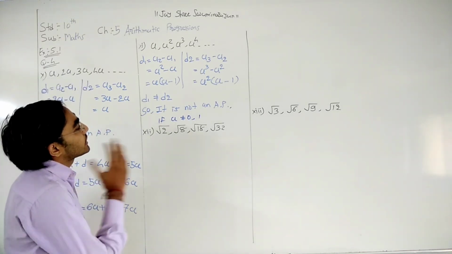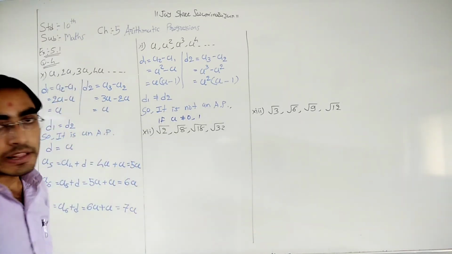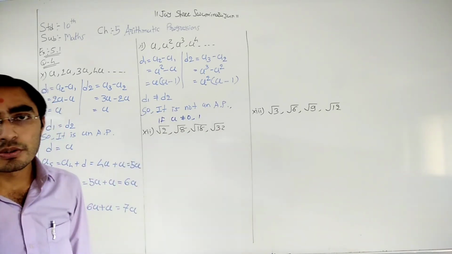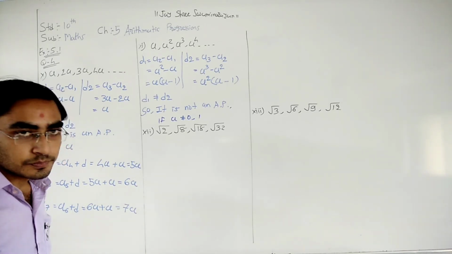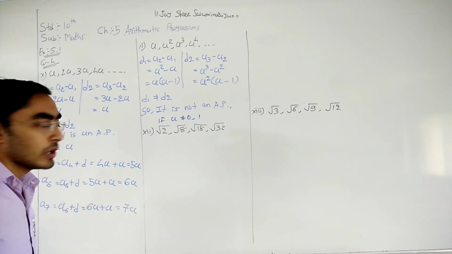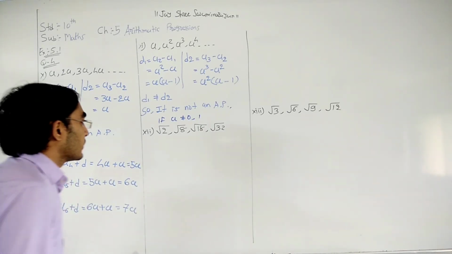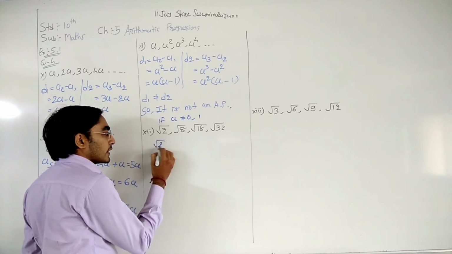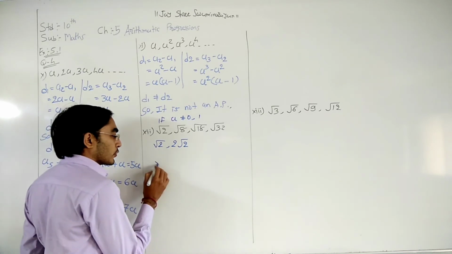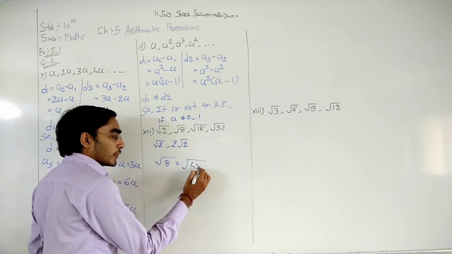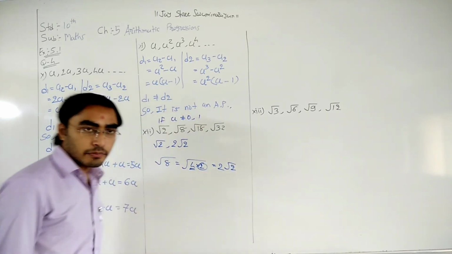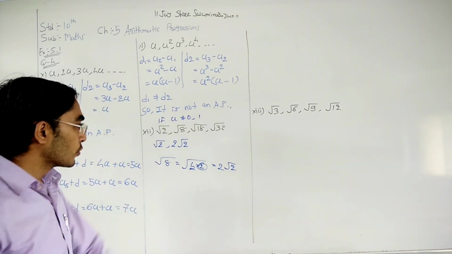After that, our next question is question number 12: under root 2, under root 8, under root 18 and under root 32. First of all, we can simplify this series like this. This is under root 2. Here we can write 2 under root 2, because under root 8 means under root 4 into 2. Now the square root of 4 is 2 and the 2 remains as it is, so 2 under root 2.